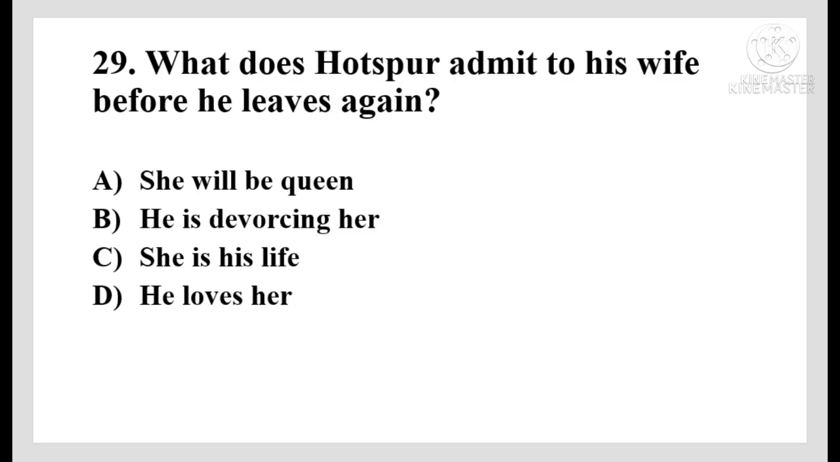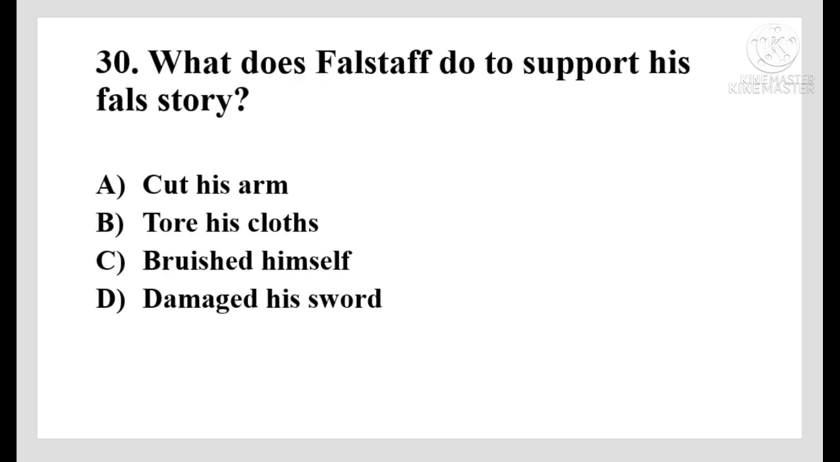Answer: Boar's Head. What does Hotspur admit to his wife before he leaves again? She will be queen, he is divorcing her, she is his life, he loves her. Answer: he loves her. What does Falstaff do to support his false story? Cut his arm, tore his clothes, burnished himself, damaged his sword.